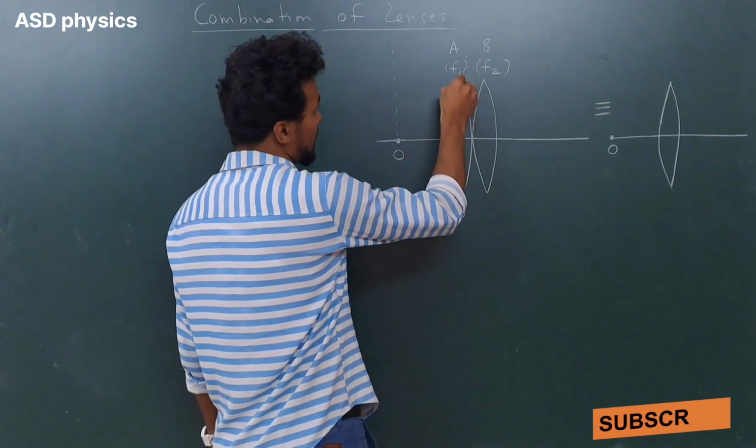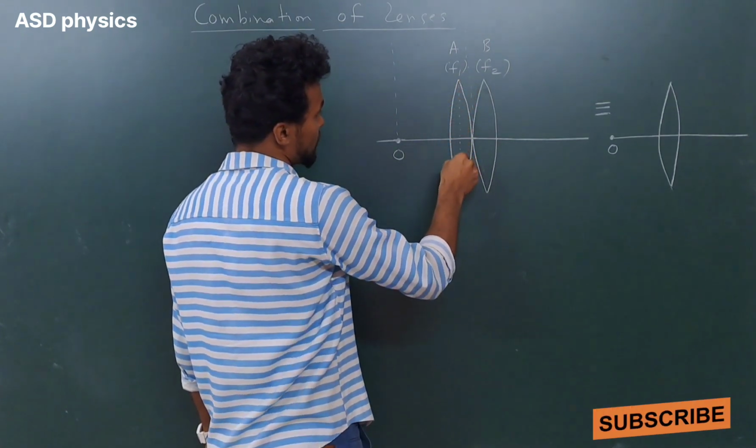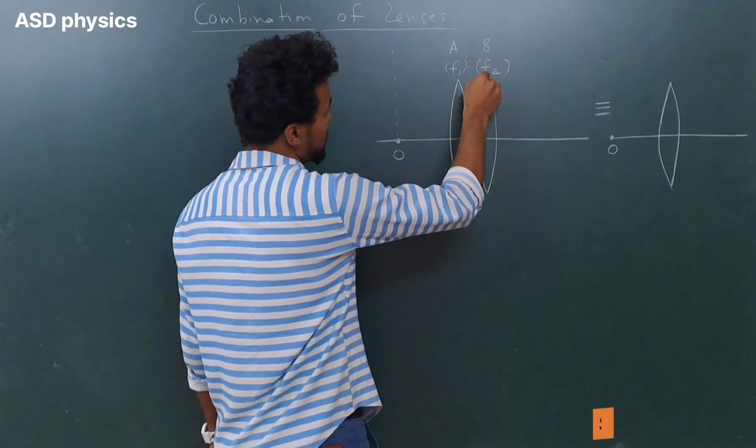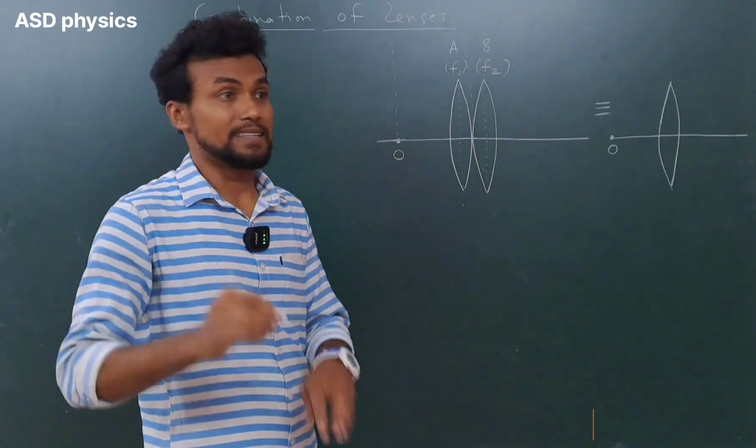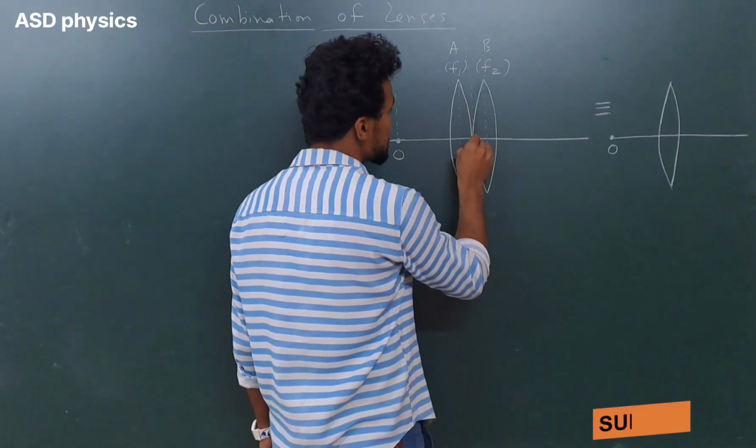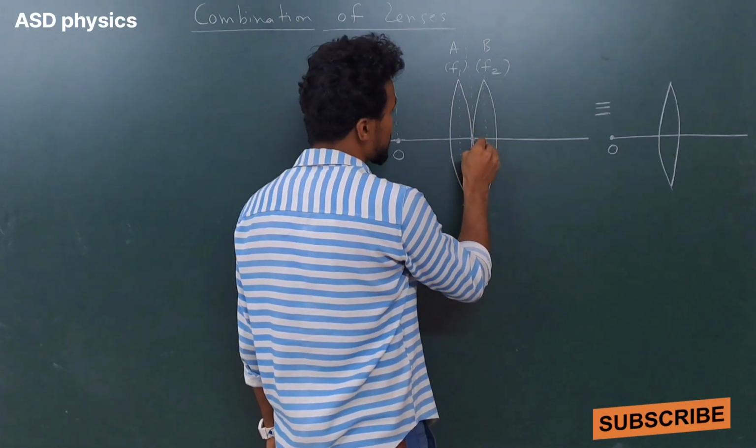Okay, so here I will draw one vertical line. All the refraction will take place from here. Okay, and please make sure that these are thin lenses. Okay, and all the distances I will measure from this contact point C.